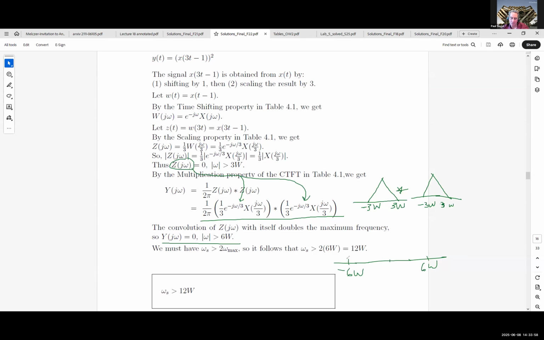So it may look something like that. And so now we know if we want to reconstruct that after sampling, we better sample it at least 2 times our omega max. This is our omega max for y. And so that's going to be 12W.